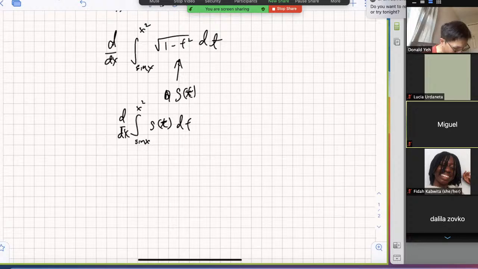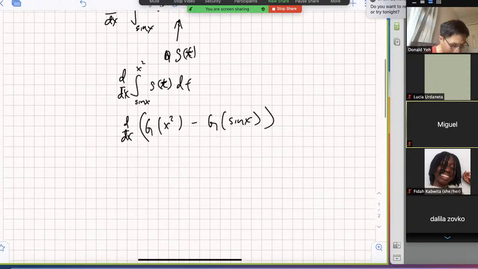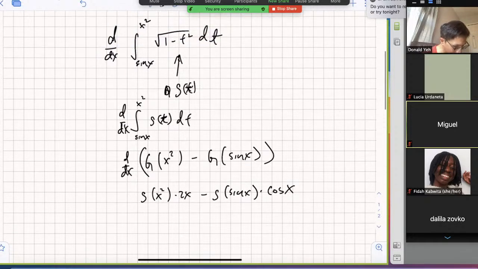If I do integration of that, this is called the first part of the fundamental theorem of calculus. So this one is gonna be G of x squared minus G of sine of x. You integrate small g to become big G, but you're going to take a derivative again. So it's going to be g of x squared times 2x minus g of sine of x times the derivative of that, which is cosine of x. Now you just have to plug back in.